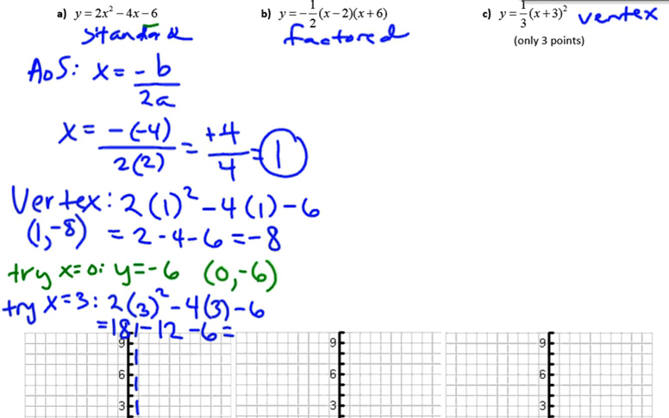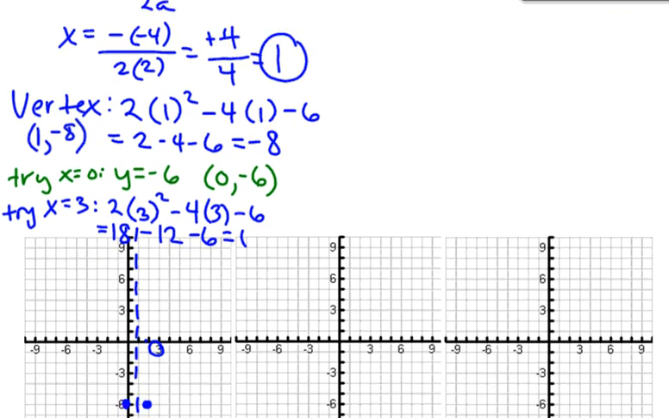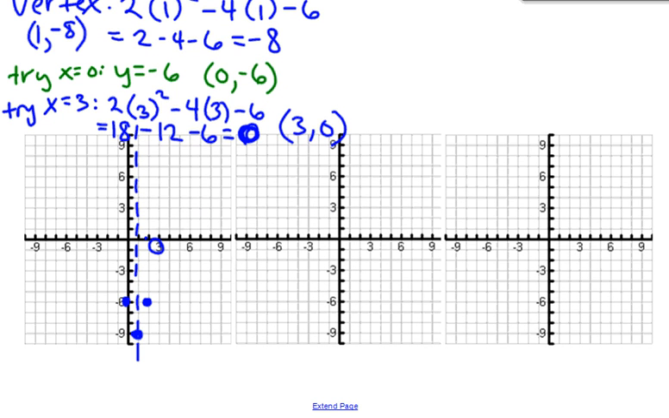So that was actually, is that 0? Let's see. Yeah, that's right. So 18 minus 12 is 6. 6 minus 6 is 0. Yeah, okay. So that gives me 3 comma 0, which if you notice is actually an x-intercept. Okay, so let's plot that point at 3, 0. And so that's 2 points away from the axis of symmetry, so go 2 points away again, and now you have a very skinny parabola.